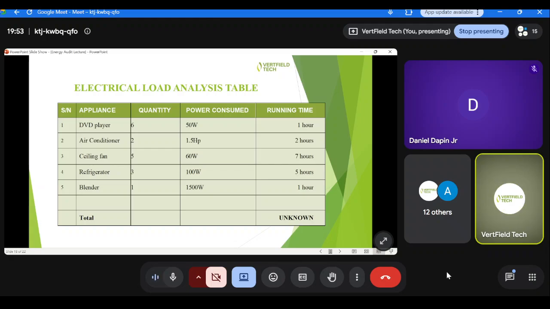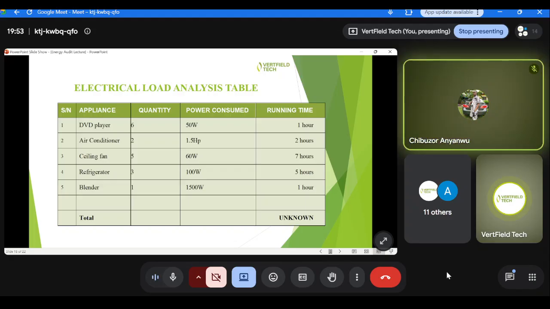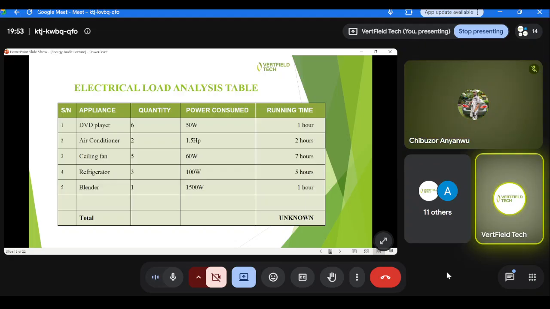So here right now, Mr. Edward, who is our client for tonight, wants to power up 5 appliances, as you can see on the screen. So how do we run a load analysis on these 5 appliances? So Mr. Chibuzo, this is where you need to pay attention, because this is where your question is answered, like we told you earlier.